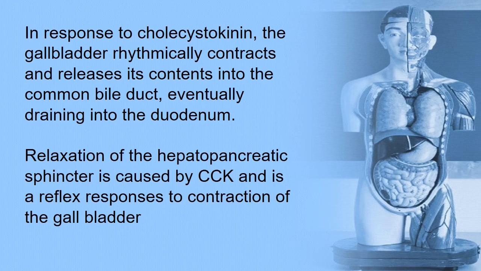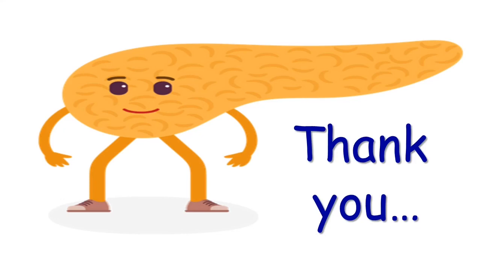The relaxation of the hepatopancreatic sphincter is caused by the CCK and a reflex response to contraction of the gallbladder. So when fat enters the stomach and the duodenum, the gallbladder contracts and the hepatopancreatic sphincter is relaxed, caused by the CCK, and the bile enters the duodenum. So this is all about the anatomy and physiology of the pancreas and gallbladder.